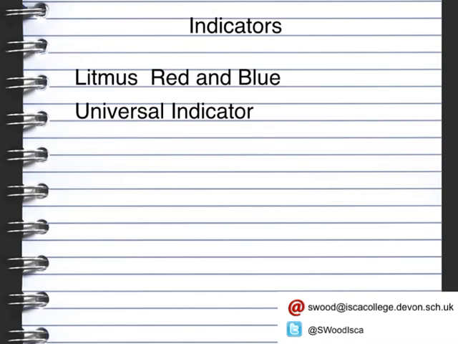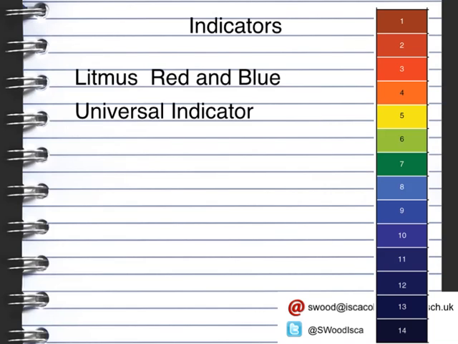Now with the universal indicator, you are probably used to seeing this diagram, and this shows the variety of colours that universal indicator will go through at different pHs. So you've got the low pHs, which are strong acid, going to weak acid, and then you've got neutral here at 7, going up to weak alkali, and then you've got the really dark bluey purpley colours, which are your strong alkali.